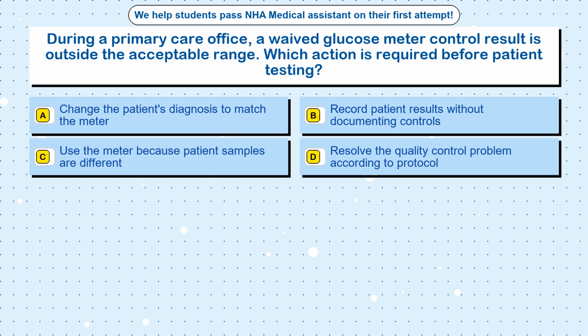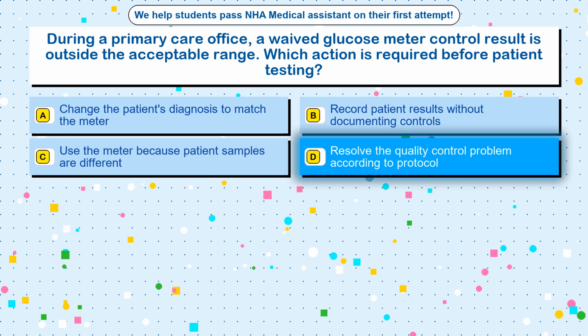Question 1. During a primary care office, a waived glucose meter control result is outside the acceptable range. Which action is required before patient testing? Option A. Change the patient's diagnosis to match the meter. Option B. Record patient results without documenting controls. Option C. Use the meter because patient samples are different. Option D. Resolve the quality control problem according to protocol.